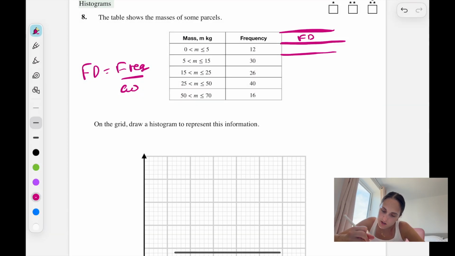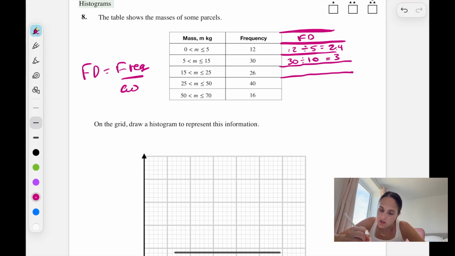So for the first one, I'm going to do the frequency, so that's 12, divided by the class width, so that's how wide the class is. So from 0 to 5, it's going to be 5. So 12 divided by 5 is 2.4. Then for the next one, the frequency is 30, and I'm going to divide that by the class width between 5 and 15, that's going to be 10. So 30 divided by 10, that's 3.